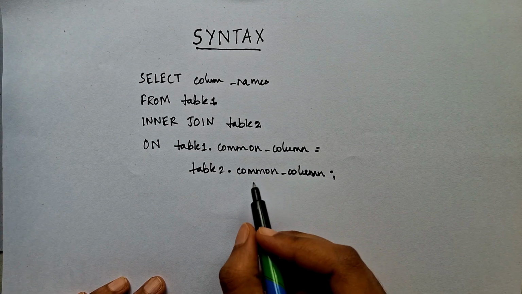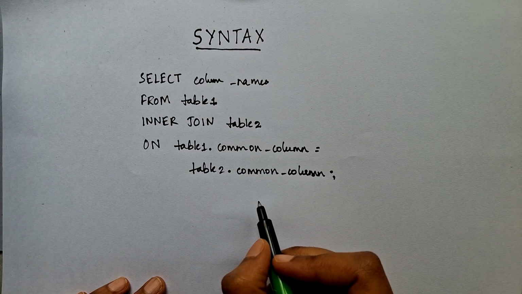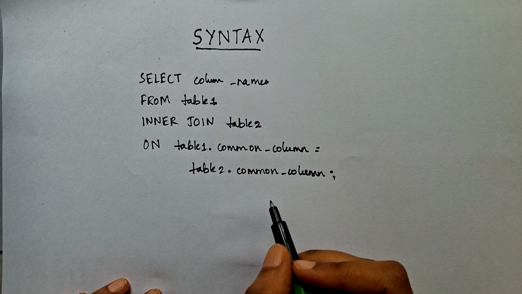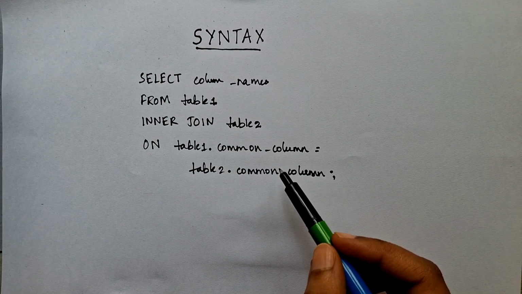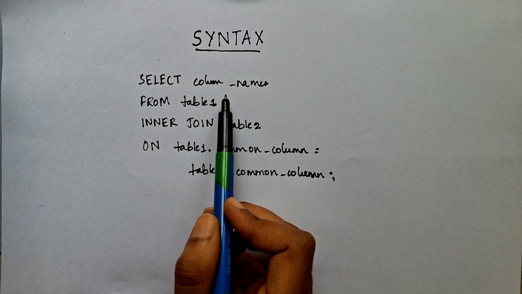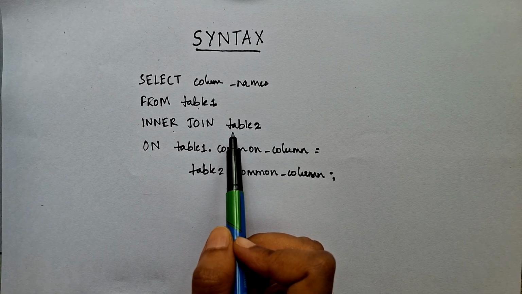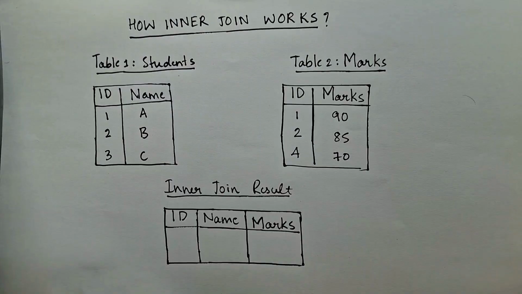So SQL will check this condition for every row, and only when the values match, those records will be combined and shown in the result. If the values do not match, these records will be ignored. So guys, this is the complete syntax of how to write an inner join in a query. So remember, select is used to choose the columns. From is for first table, inner join is for second table, and on keyword is used to define the matching condition.